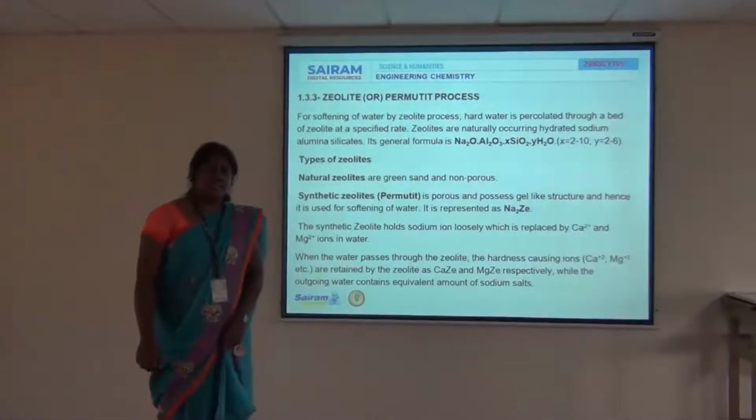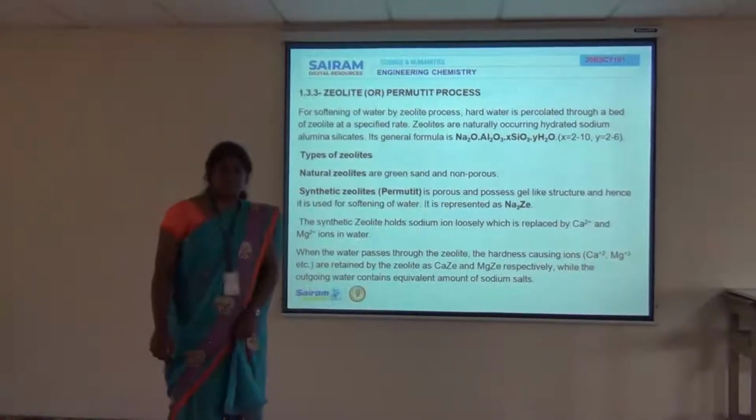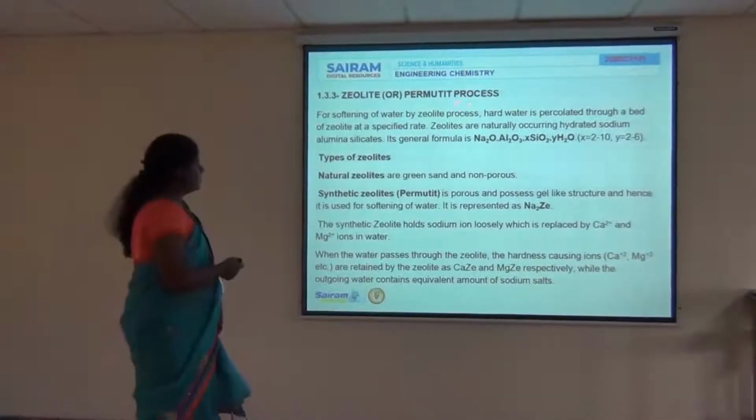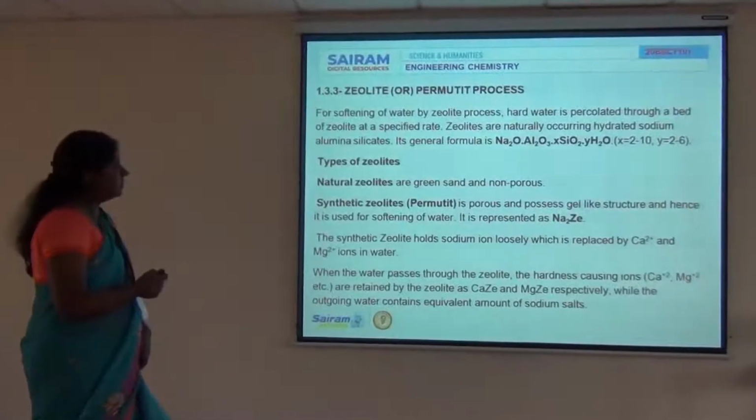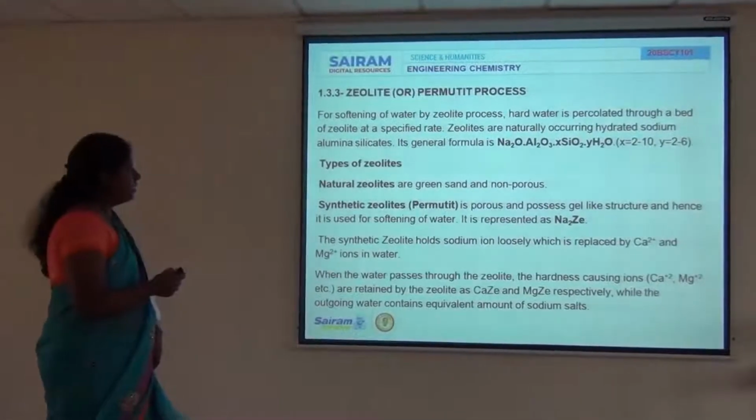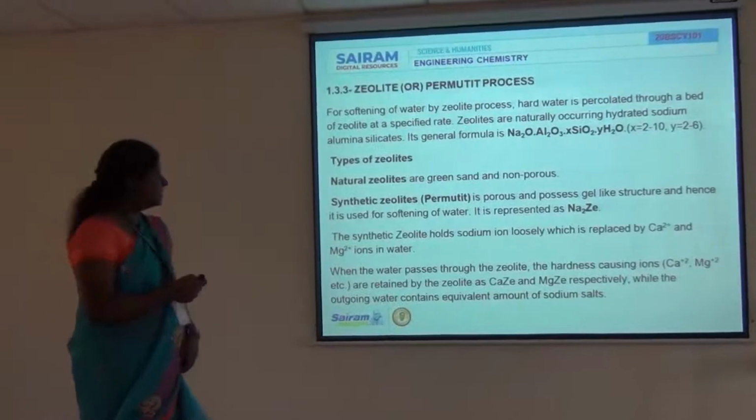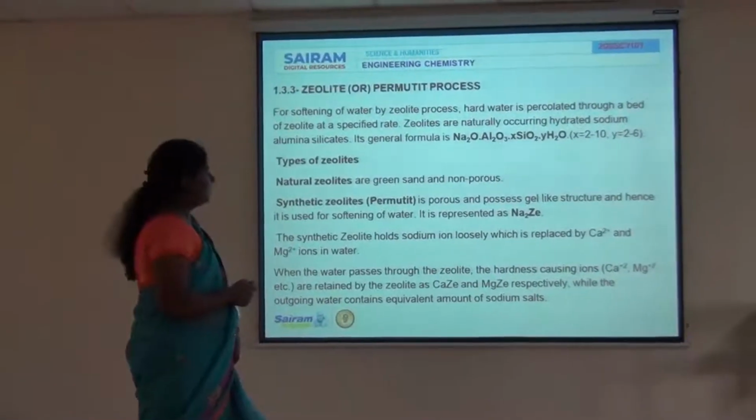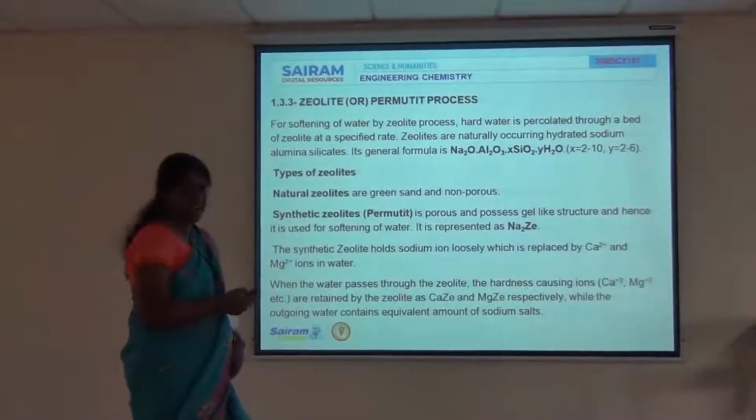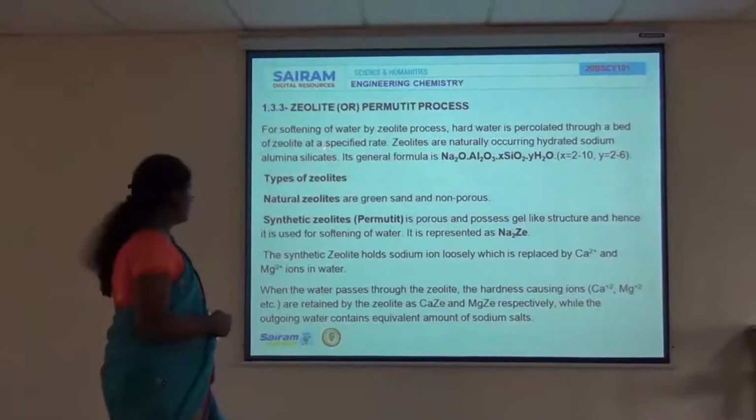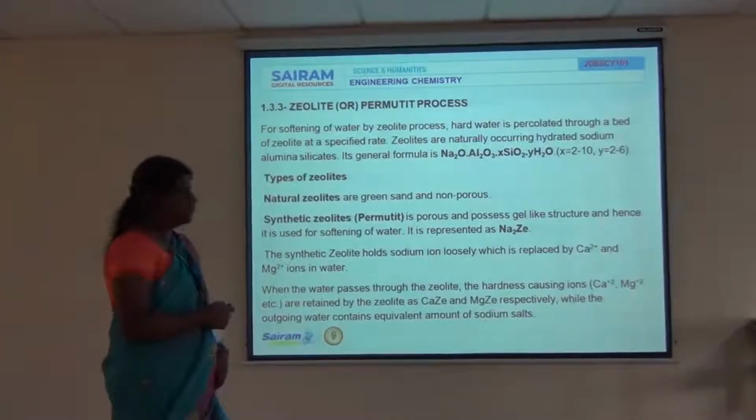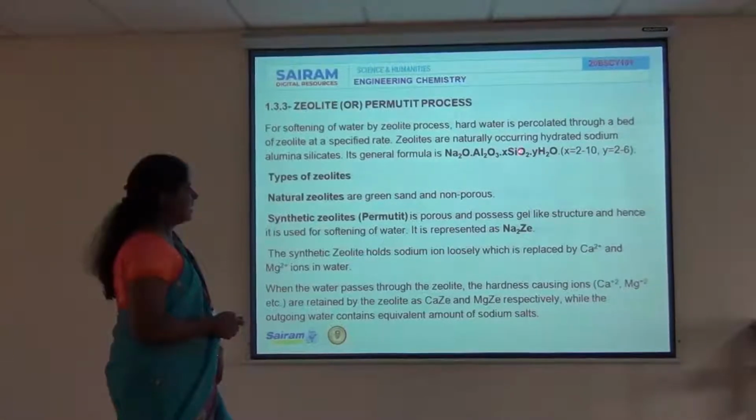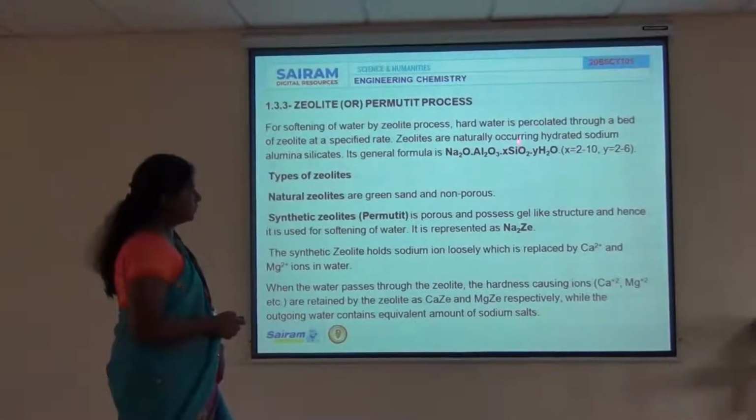Hi friends, today we are going to discuss the treatment of boiler feed water using the zeolite process. Here we are going to discuss two different types of zeolite: one is natural and another one is artificial, that is, synthetic. Zeolite is nothing but hydrated sodium alumina silicate, and the general formula for zeolite is Na2O.Al2O3.xSiO2.yH2O.